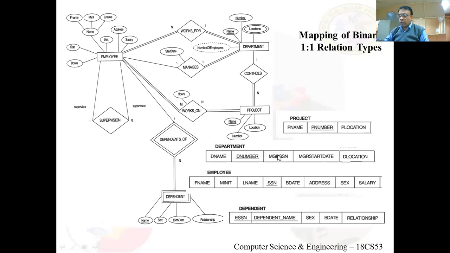One more important thing here is that any attributes of the 1:1 relationship type need to be added in S. The attribute of the 1:1 relationship type is start date, and the start date is added to this department. So this is the relation schema after step 3.